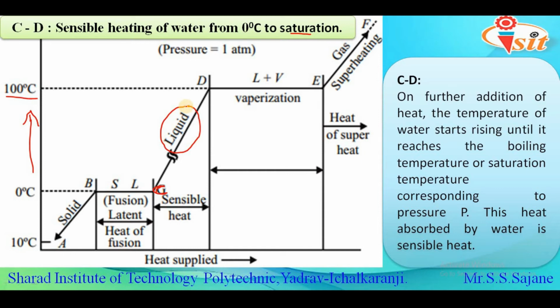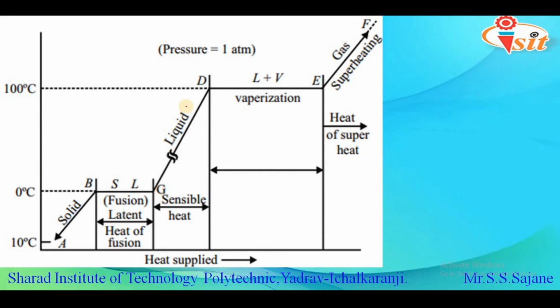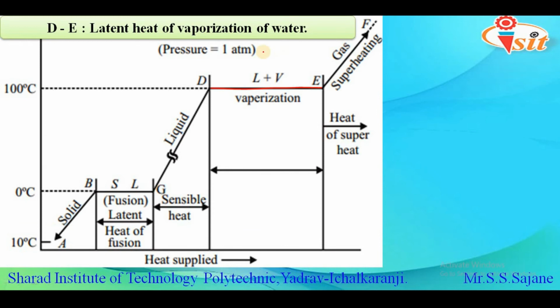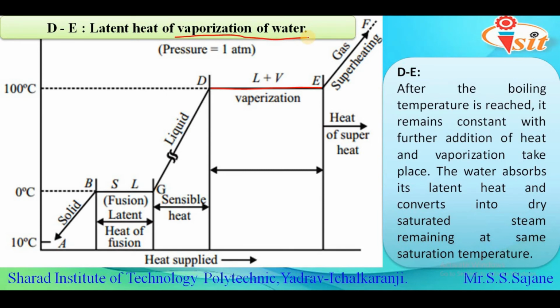After this stage, we can see the next stage, which is represented by the line D to E. This region is called the latent heat of vaporization of water, and at point D, water is at saturation state. With further addition of heat, there will be no increase in temperature, but instead whatever heat is provided will be utilized to change the phase of the system. That is, whatever liquid content we have will be converted into gaseous state.